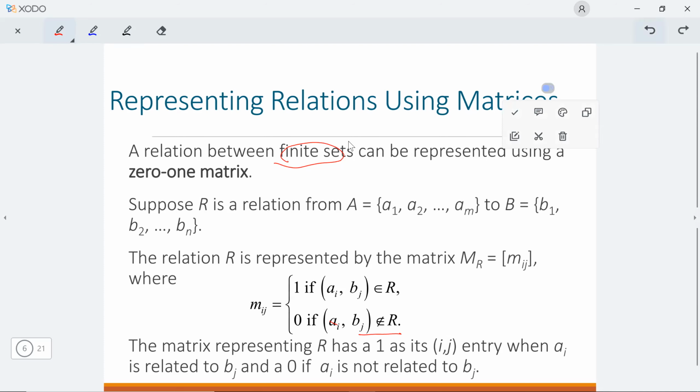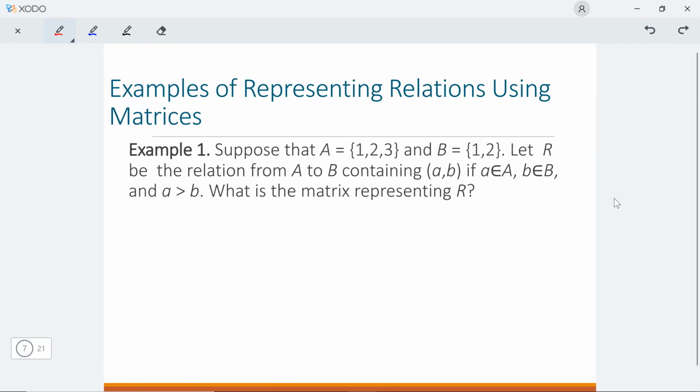Okay, so let's continue here. In our previous lecture, we talked about how we can use a table to write a relation. What we have in this part is similar to that, but it uses a more mathematical way to define it. So let me give one example here.